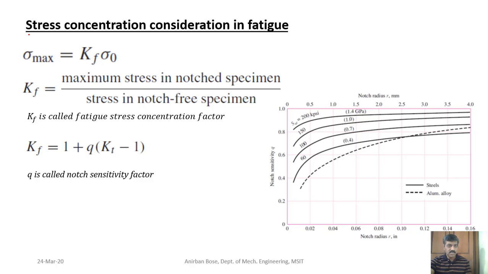Next thing is very important, that is the stress concentration in fatigue. In the lecture on stress concentration, I told you earlier that stress concentration is not so important in the case of ductile materials in static loading. But here we are discussing fluctuating load, that means the load is varying with time. Here, even if it is a ductile material, the stress concentration factor is very, very important. So that has to be considered, and we have to take it very seriously. So sigma max is equal to the fatigue stress concentration factor Kf multiplied by the nominal stress. Here, by nominal stress, what do you mean? The stress in the notch-free specimen.